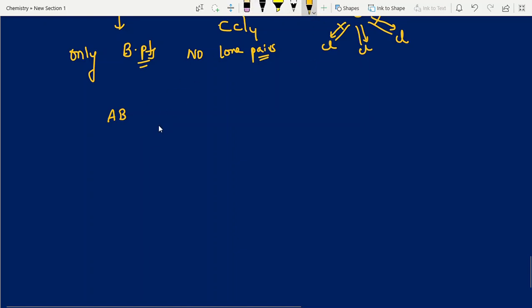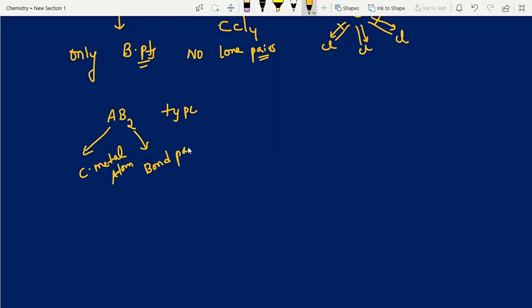AB2 type means A is the central metal atom and B is the bond pair. So AB2 type, like BCl2 and CO2 molecules, all have zero dipole moment, symmetrical molecules. Why? Because there are no lone pairs. Next, AB3 type: BF3, BCl3 and all boron halides, BX3, BI3.